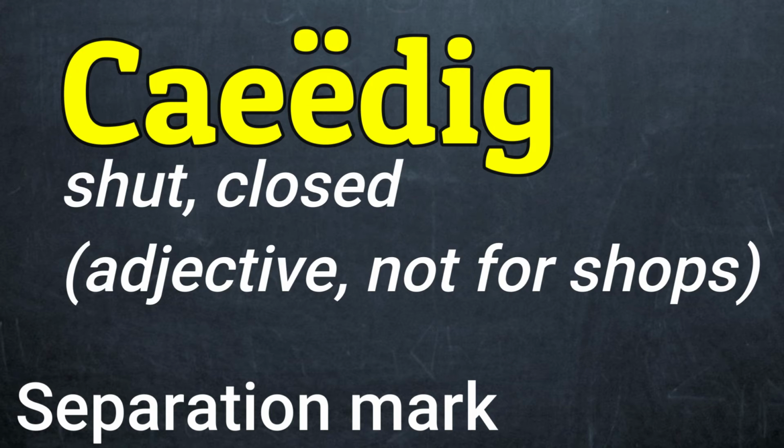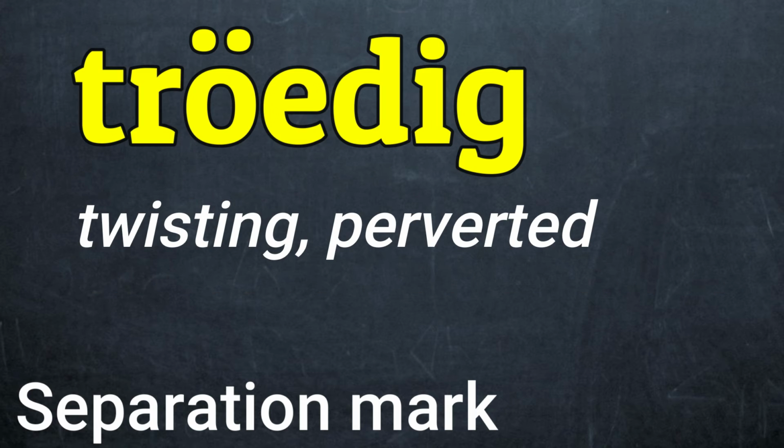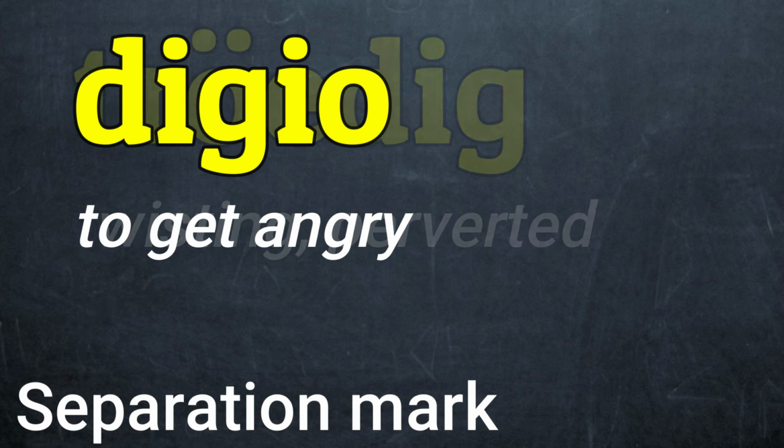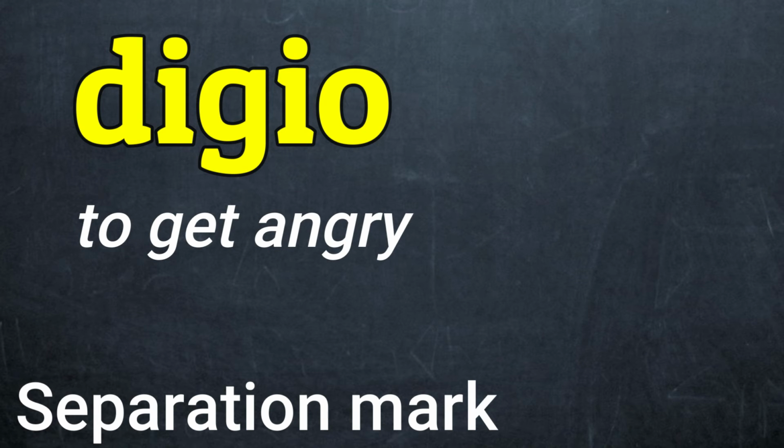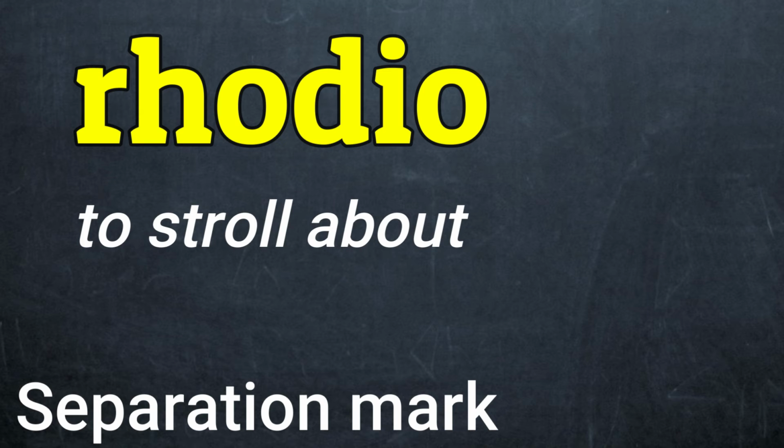Shut or closed is caeedig. Here it's showing where the diphthong is. It's kai. Edig is the ending. Troedig means twisted or perverted. But if it didn't have the separation mark, digio means to get angry. Rodio, to stroll. That ya sound, right?